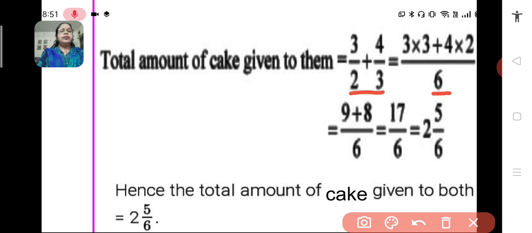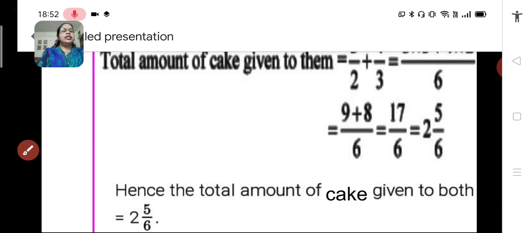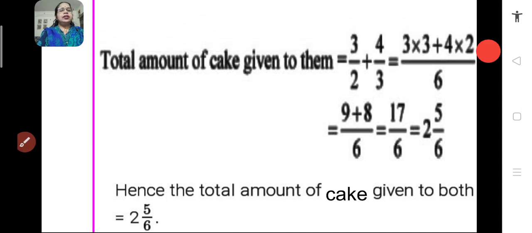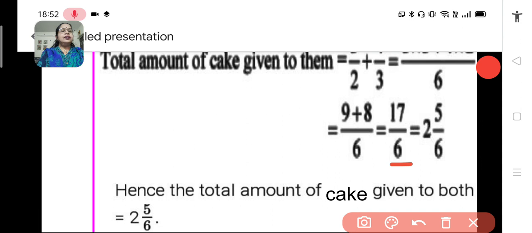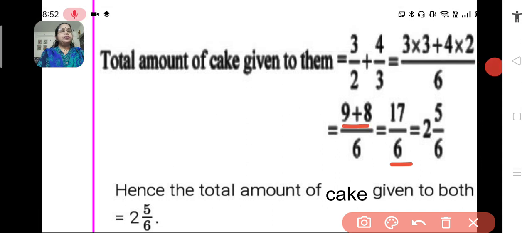So we change them into like fractions by taking the LCM of the denominators. What do we get? It is 6. So we multiply this fraction by 3 and this fraction by 2 to get the equivalent fractions with same denominator. So we have done this here, and when we multiply this by 3 we get 9 upon 6, and this one, 4 upon 3, becomes 8 upon 6. Now we retain the denominator and add the numerators. What do we get? We get 17 upon 6.